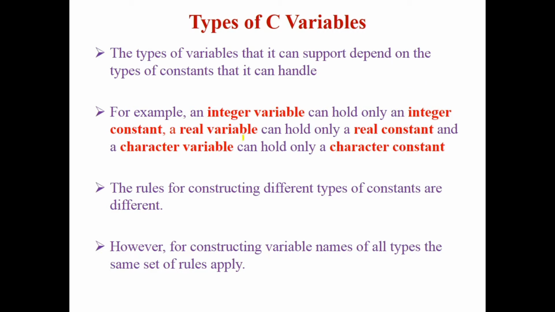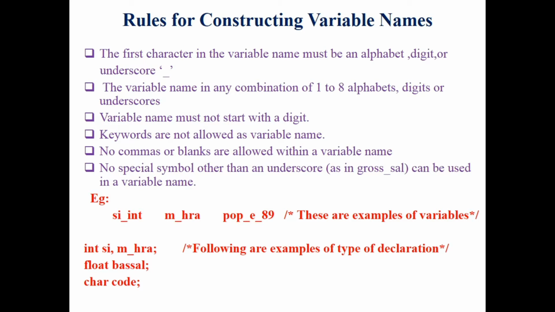The types of variables that C can support depend on the types of constants that it can handle. If you want to store an integer value, go for an integer variable. If you want to store real values, go for a real variable. If you want to store character values, go for character variables. The rules for constructing the different types of constants are different. However, for constructing variable names of all types, the same set of rules is applied. The first character in the variable name must be an alphabet.